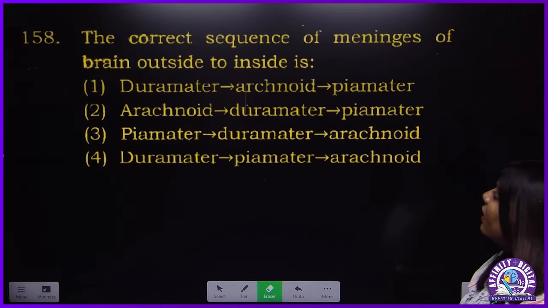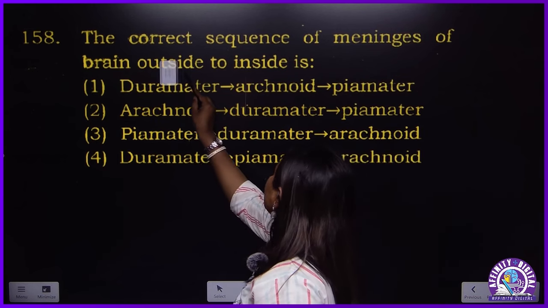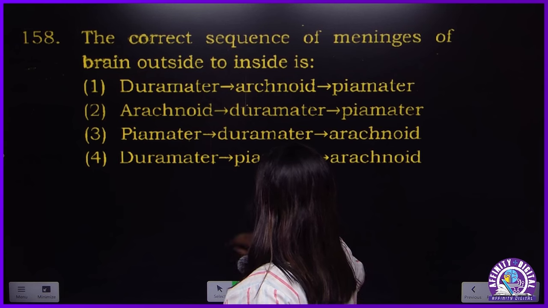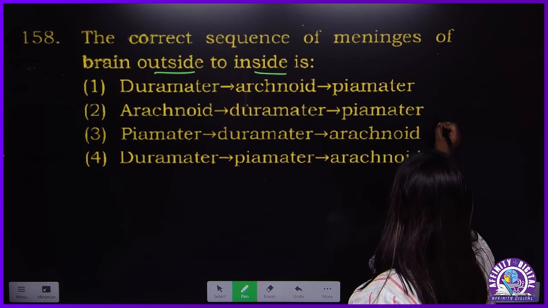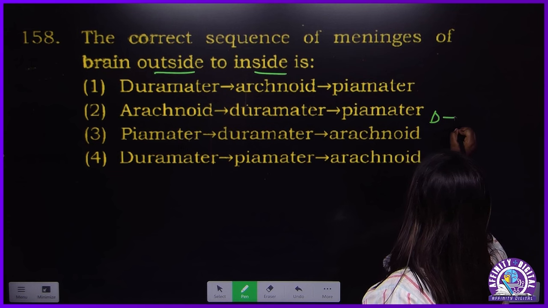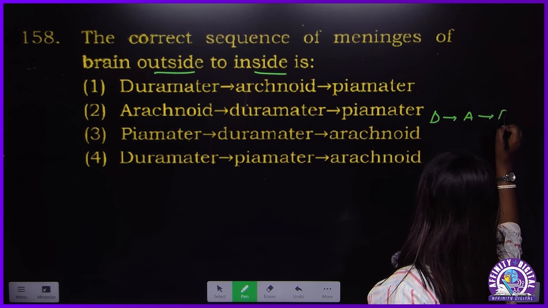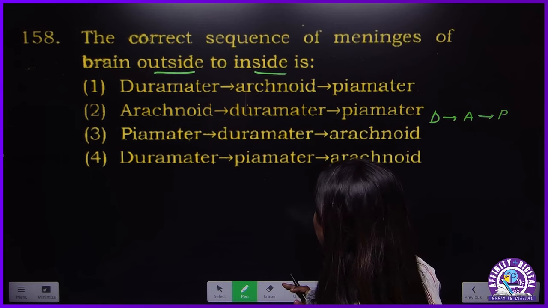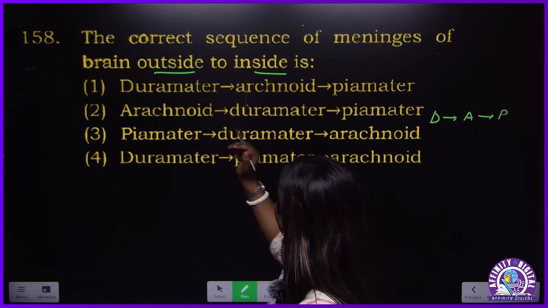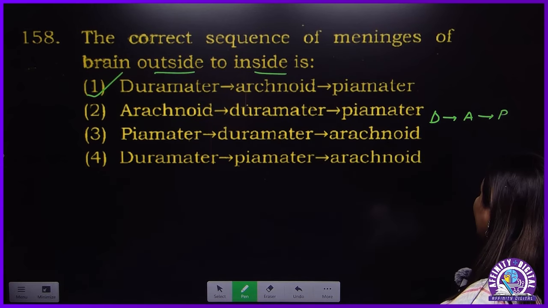So question number 158, the correct sequence of the meninges from outside to inside. तो आउटसाइड में होगा ड्यूरा मैटर, followed by arachnoid, followed by pia mater. So this should be the sequence, and our correct sequence here is option 1, that is dura mater, arachnoid and pia mater.